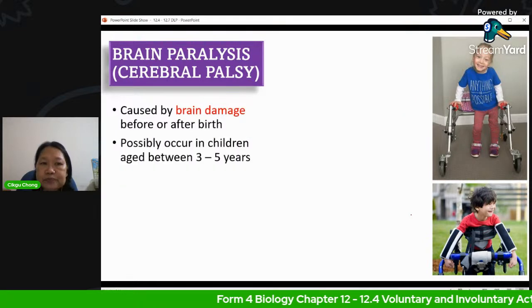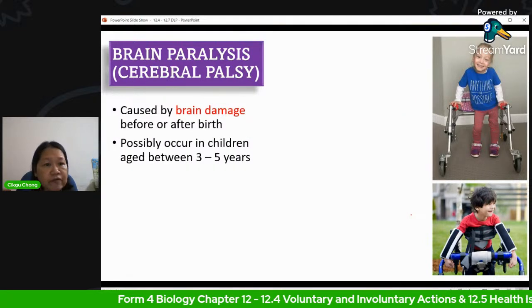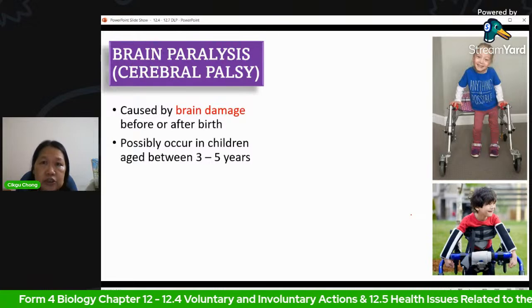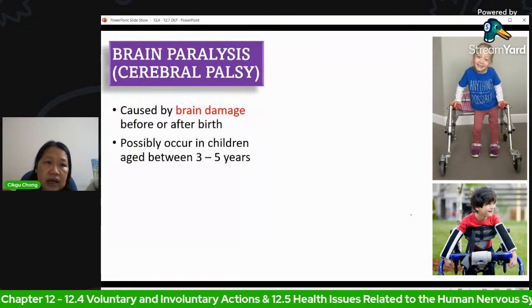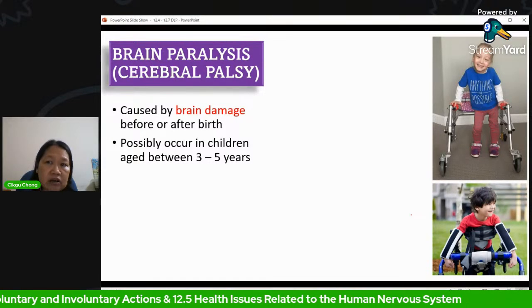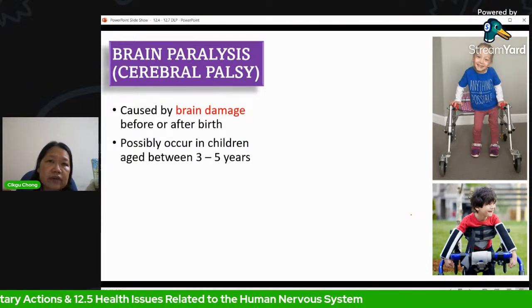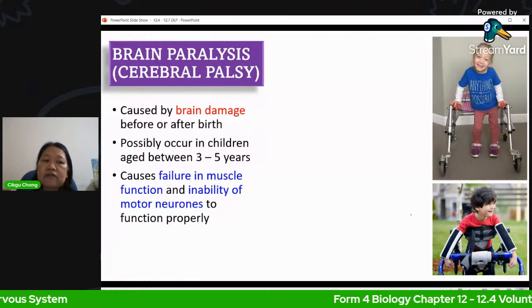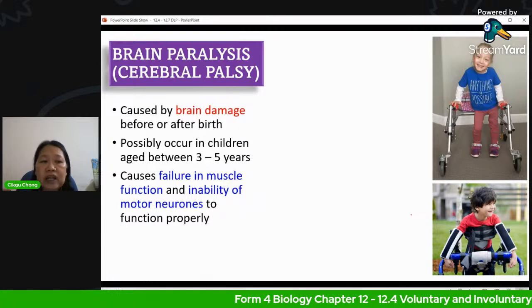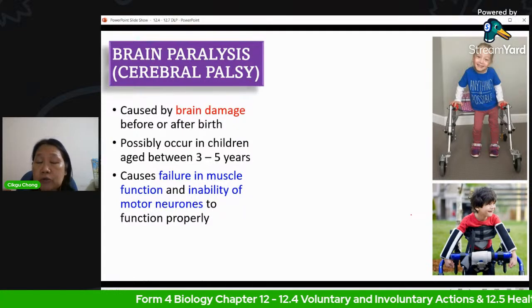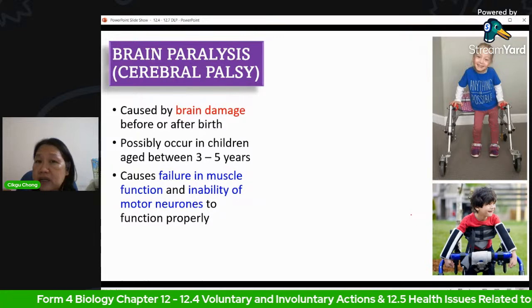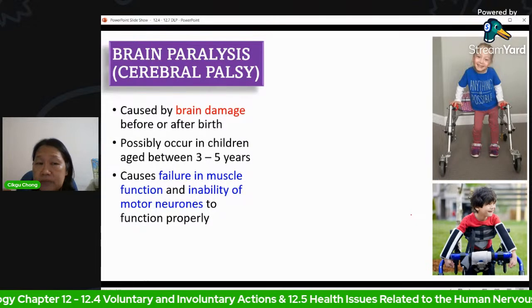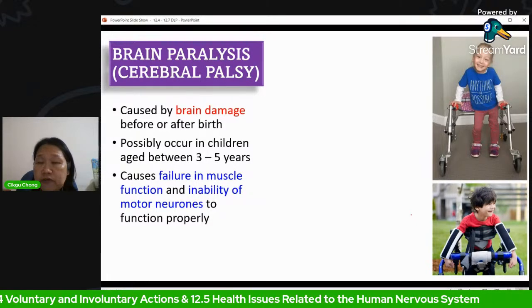Cerebral palsy usually occurs in children between 3 to 5 years, but it can occur later due to, let's say, some kind of fever or some kind of infection of the brain. It causes failure in muscle function and inability of the motor neurons to function properly. So whenever your motor neurons are unable to function properly.